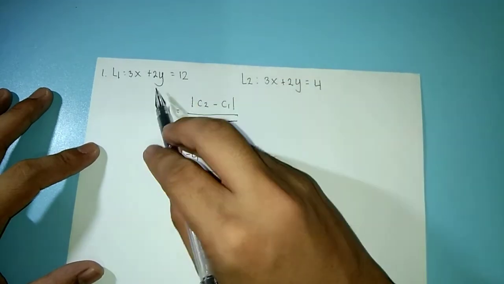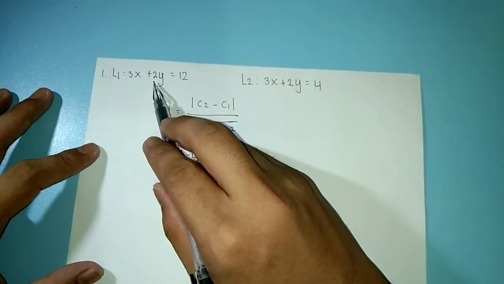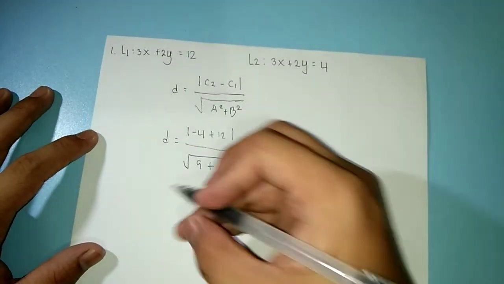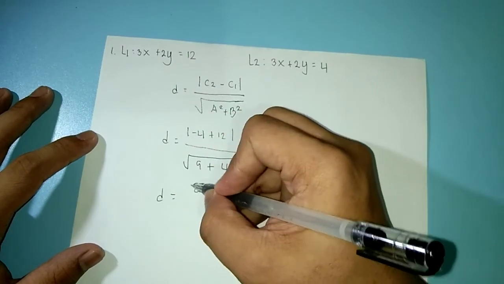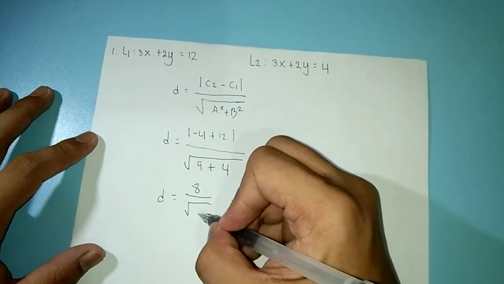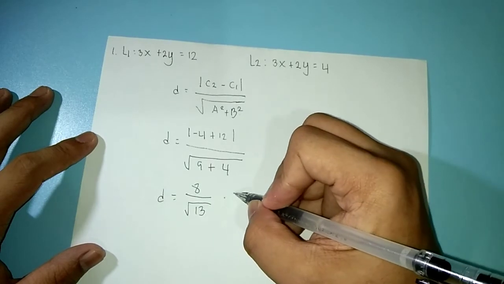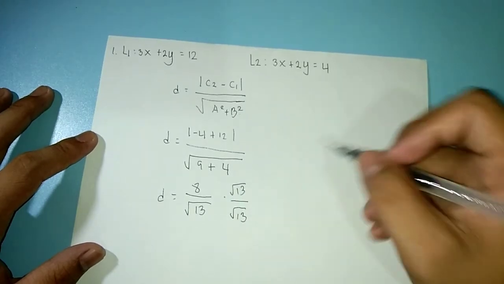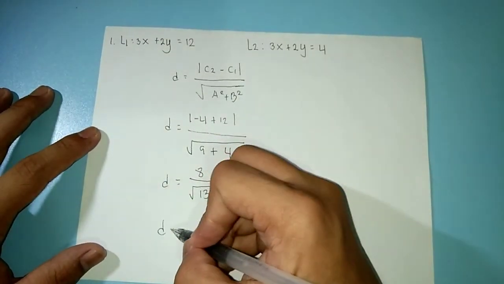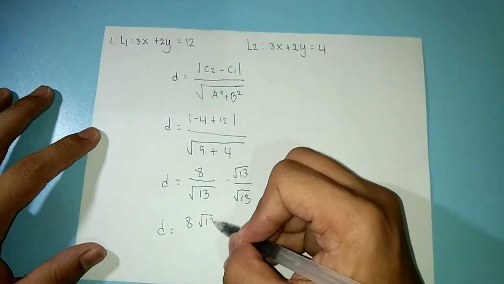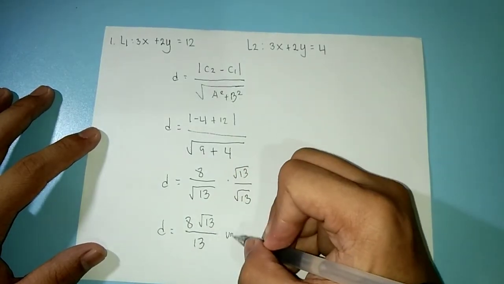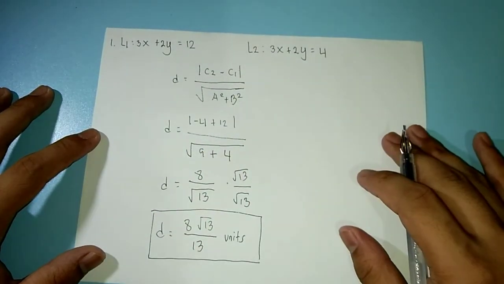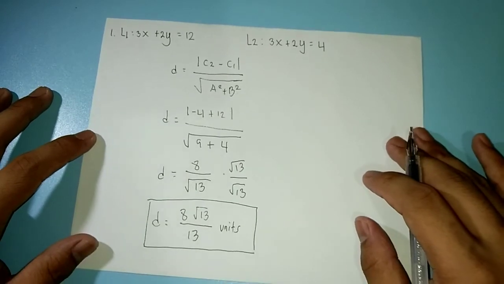Plus ano yung B natin? Numerical coefficient ng y and that is 2. At kapag in-square natin, that is 4. What is negative 4 plus 12? So that is 8. Positive 8. Absolute value na 8 is 8. Over square root of 9 plus 4, that is 13. So multiply natin both sides, numerator tsaka denominator ng square root of 13 para matanggal natin yung radical sa denominator. So magiging ano siya? D is equal to 8 square root of 13 over 13 units. So ito yung exact distance between the given two parallel lines. So, ganyan lang siya kasimple.